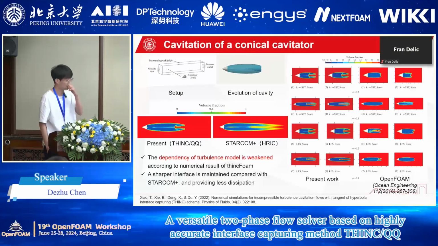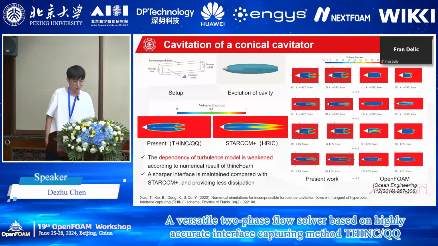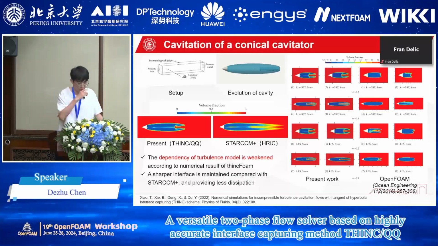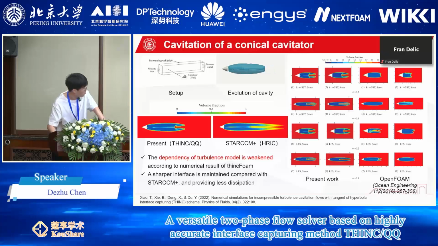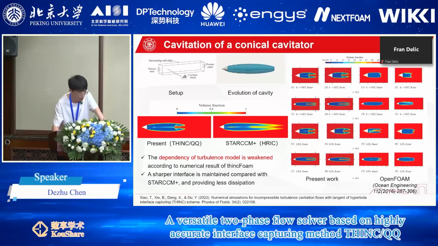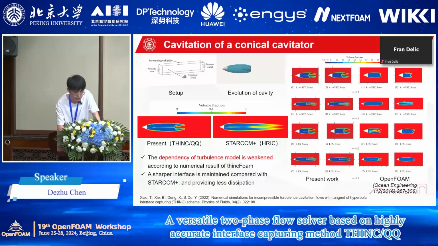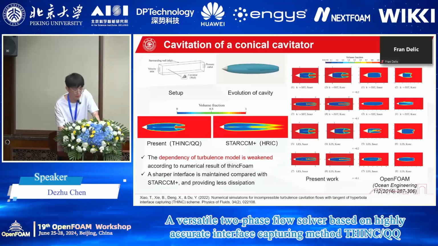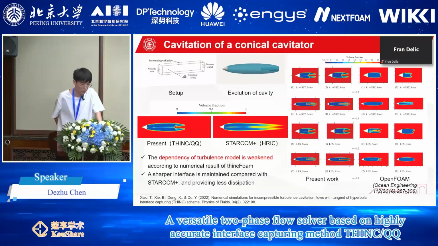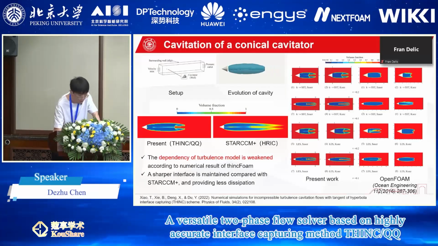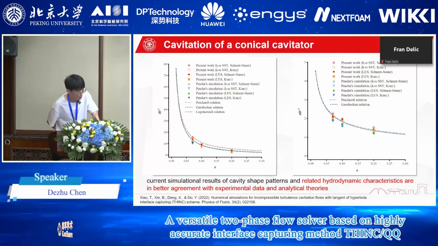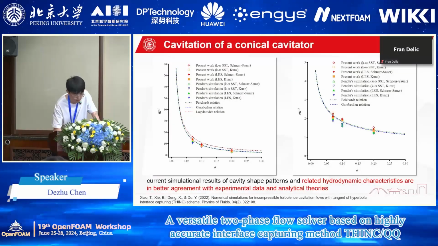And the last case is the cavitation of a conical cavitator. We use our solver and Star-CCM+ to simulate this case. We can see a sharper interface is maintained compared with Star-CCM+, providing less dissipation. And we use different mass transfer models and turbulence models to simulate this case. We can see the dependency on the turbulence model is weakened according to the numerical results of SyncForm. The relative hydrodynamic characteristics are also in better agreement with experimental data and analytical theories.